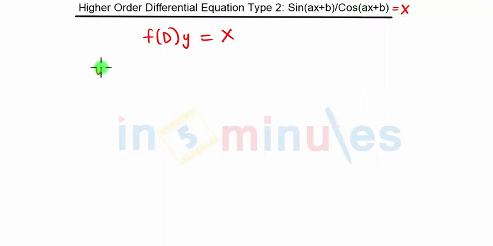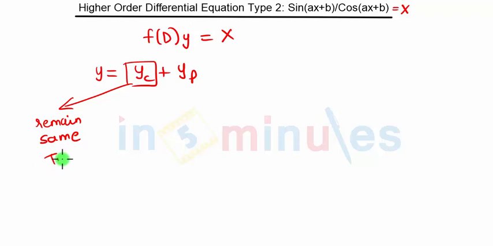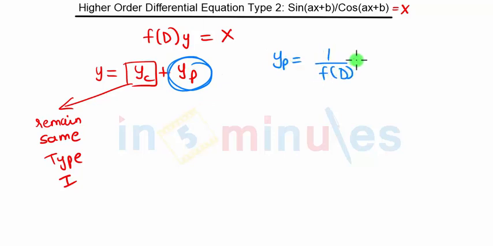So the solution for this equation is given by yc plus yp, where yc is the complementary function, and it will remain the same as we used to do for type 1. Only the change is yp. The general formula for yp is 1 upon f(D) into X. In our case it will be 1 upon f(D) into, instead of X, we will have sin(ax+b) or cos(ax+b).